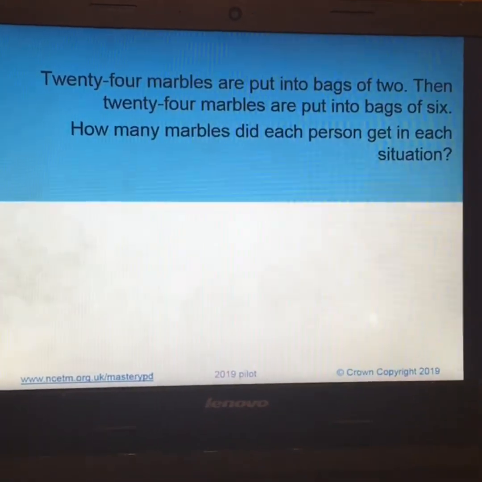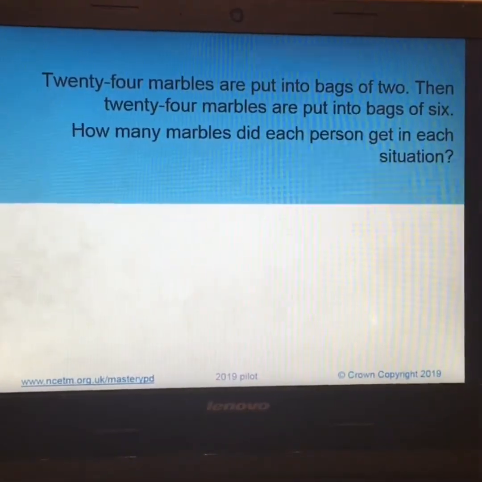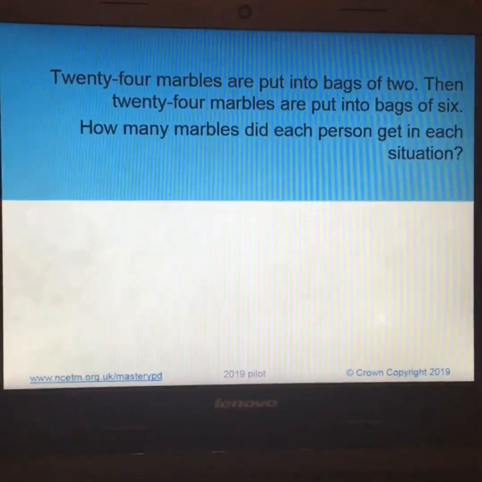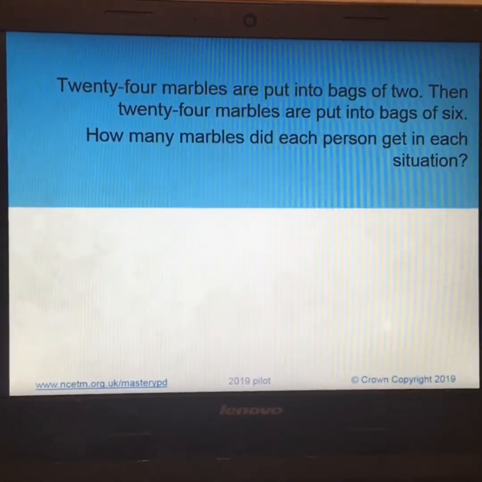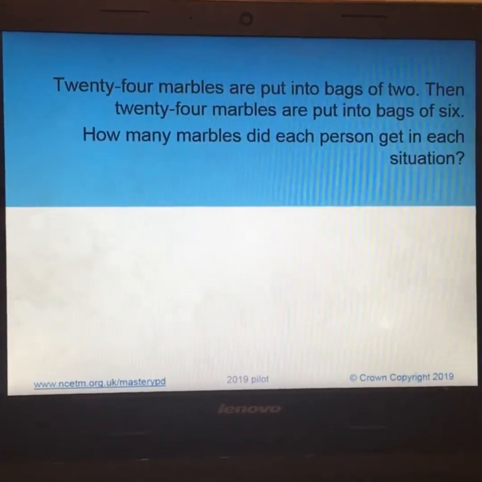Next one then. 24 marbles are put into bags of 2. Then 24 marbles are put into bags of 6. How many marbles did each person get in each situation? And I want you to show me the relationship between these 2 equations. Off we go.